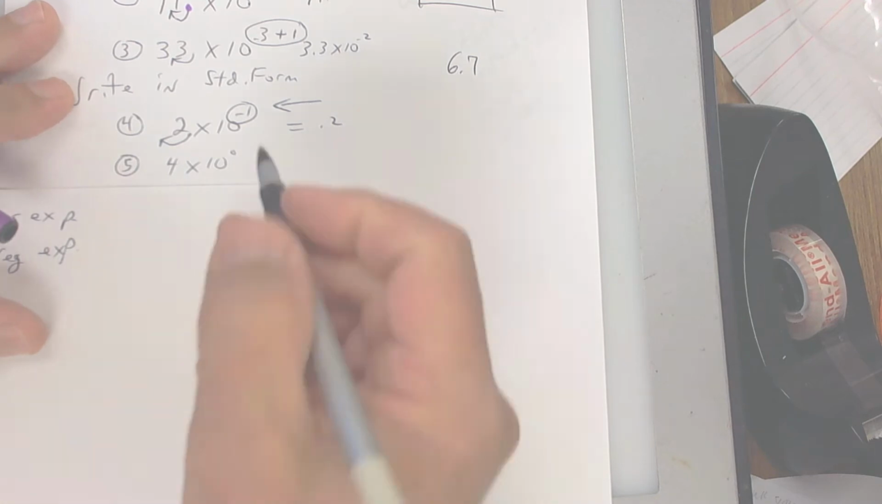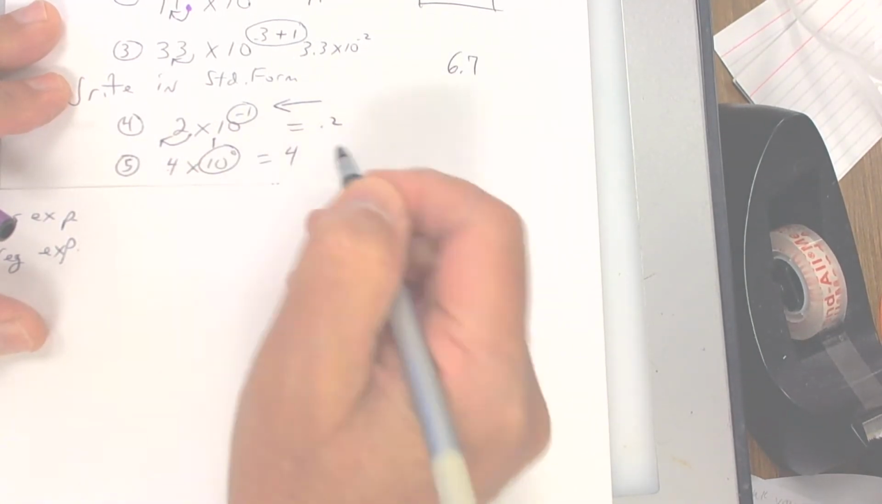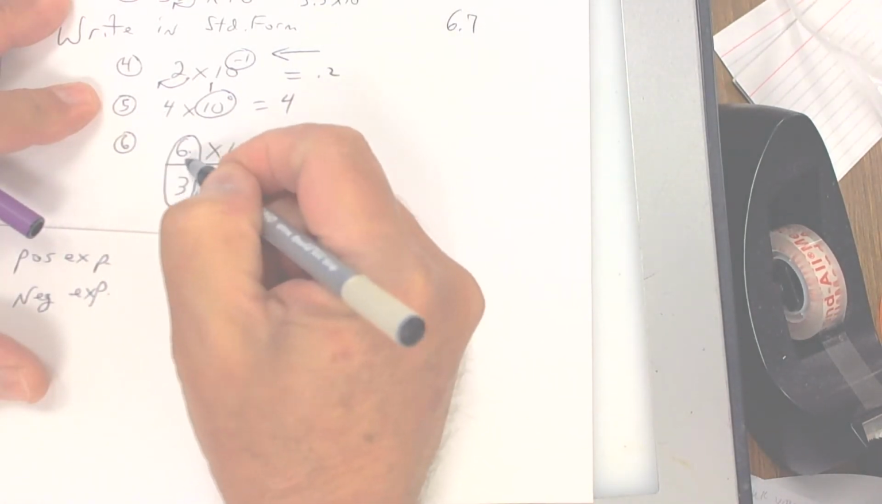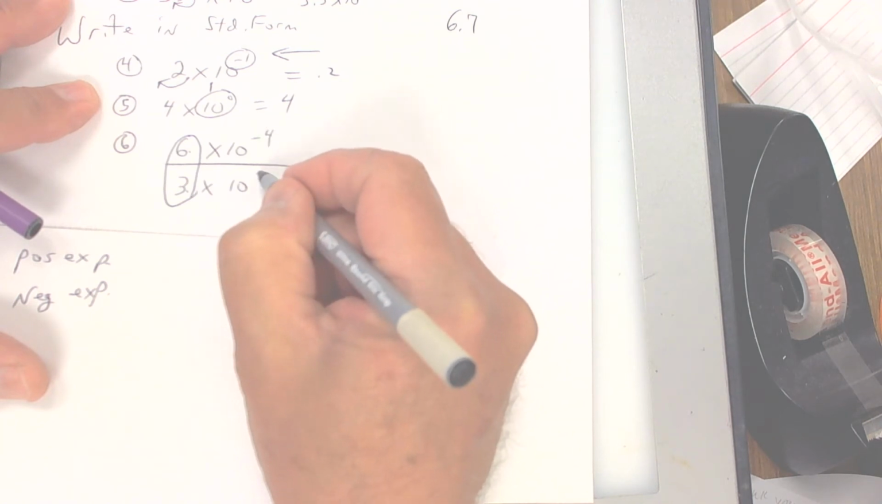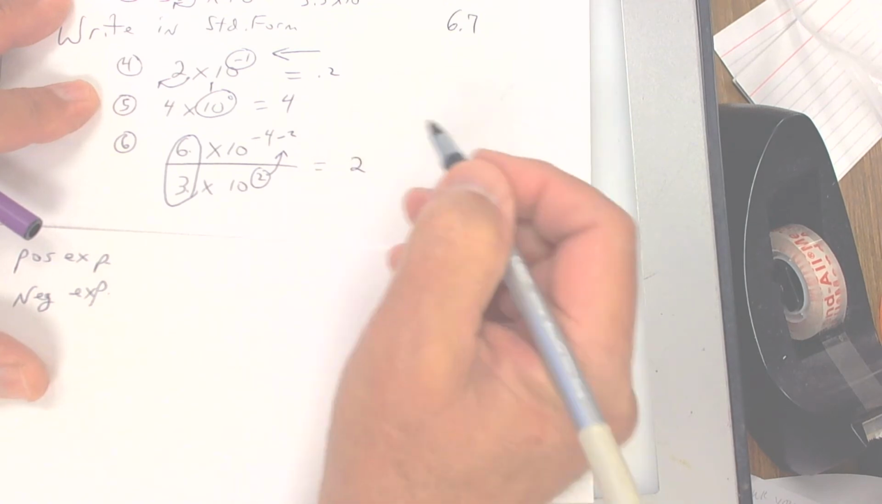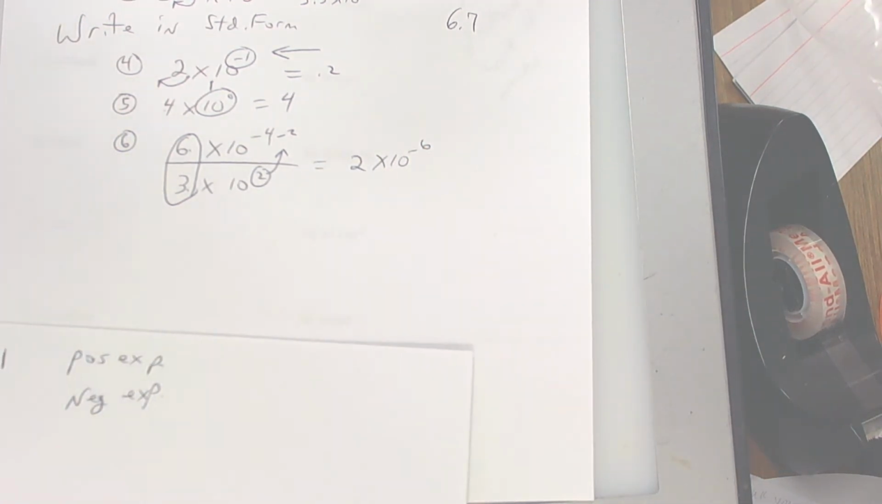Watch again. Any number to the 0 power is 1. 4 times 1 is 4. That's easy. This one right here you can divide. 6 divided by 3 is 2. Here you can subtract your exponent. So bring this 2 up. That becomes a negative 2. So it becomes times 10 to the negative 6. And you're done.